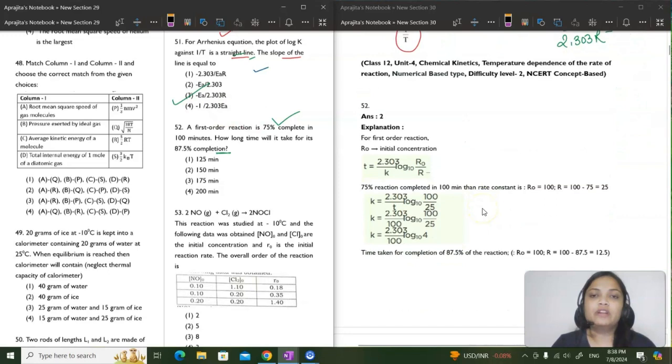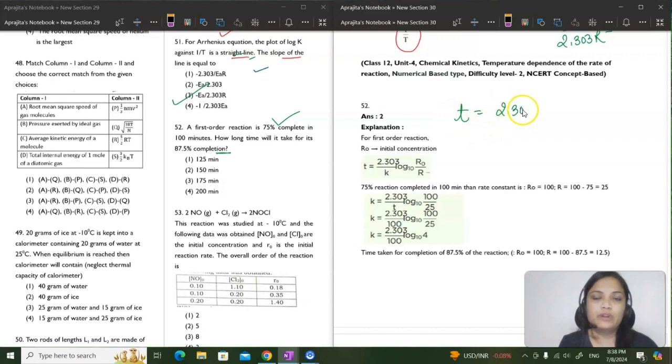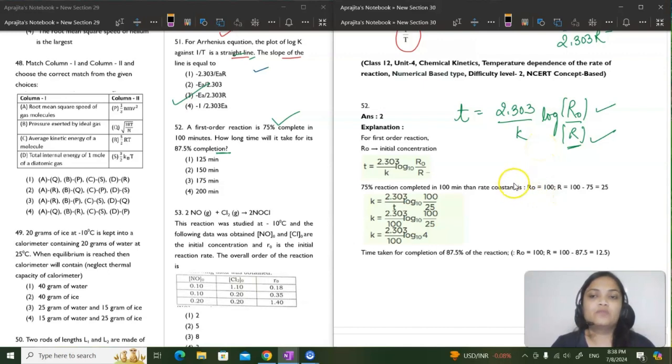If I talk about question number 52, for a first order reaction, the time for completion will be given by t equals 2.303 upon k log to the base 10 of R naught upon R. Now this R naught is the initial concentration, when the reaction had started, and R is the concentration at time t.